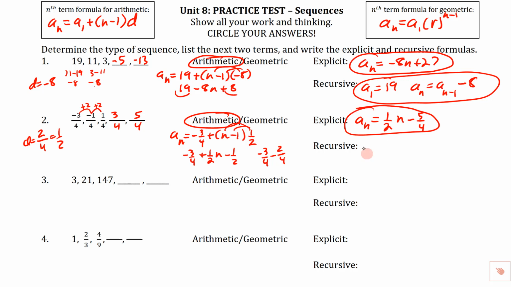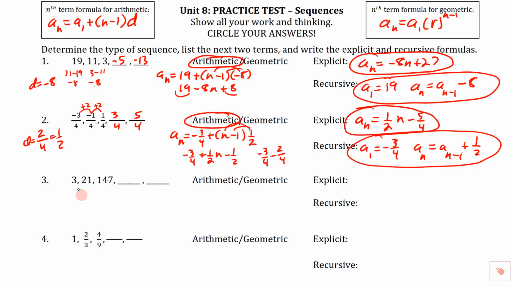And then our recursive one. Recursive ones are a pain to work with, but they're actually pretty easy to write. So the first term is -3/4, and then the next term would be the previous term, a sub n minus 1, and then we add the common difference, which is 1/2 in this case. All right, so there we go. There's the first term and the recursion formula.